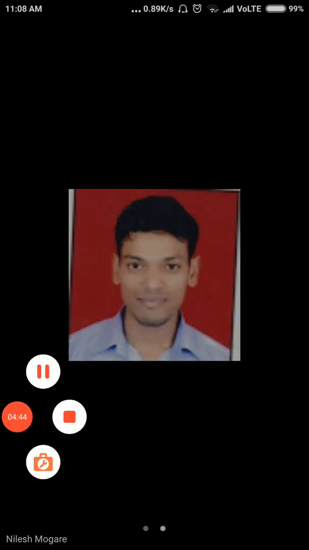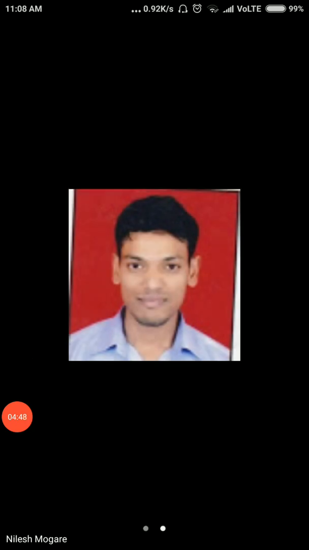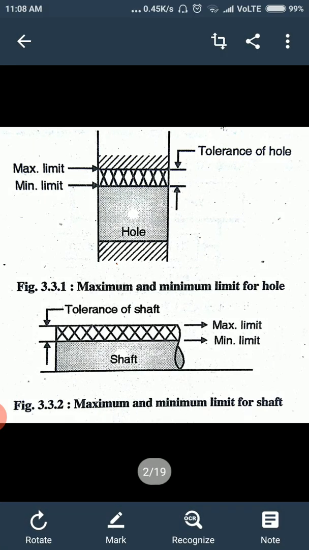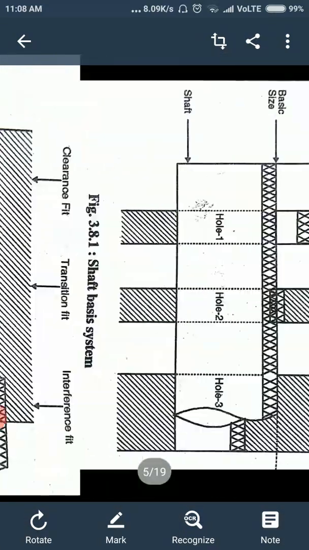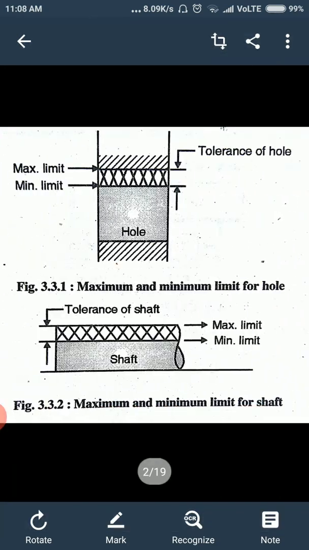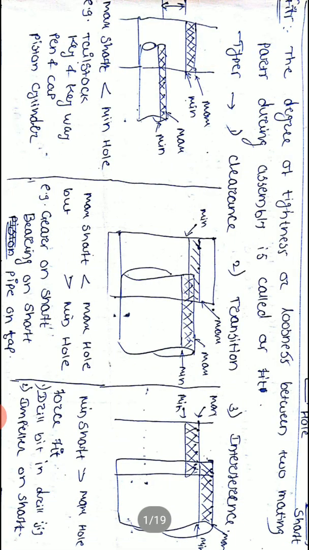There are different types of fits. The first one is clearance fit, the second one is transition fit, and the third one is interference fit. So these are the three types of fits. So let's see. First one is clearance fit.